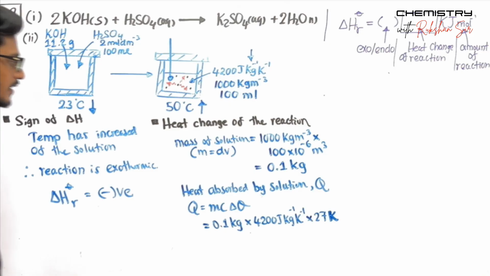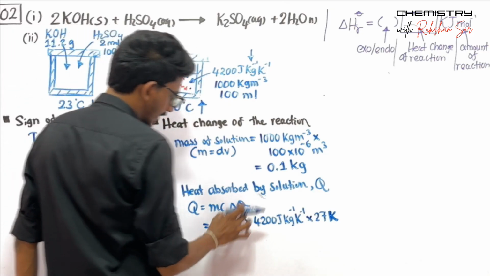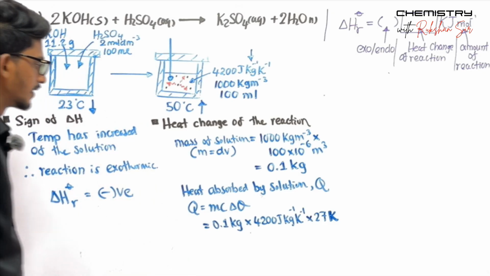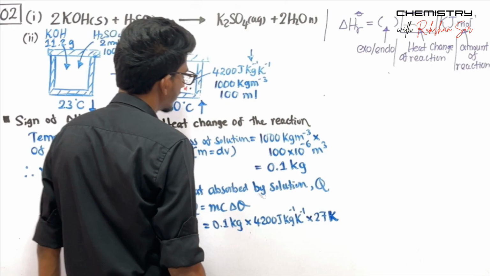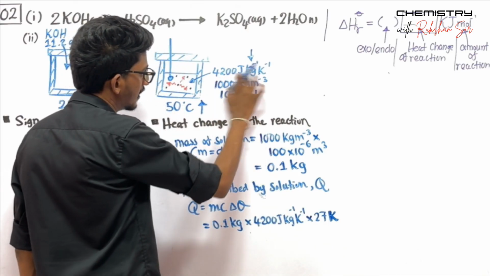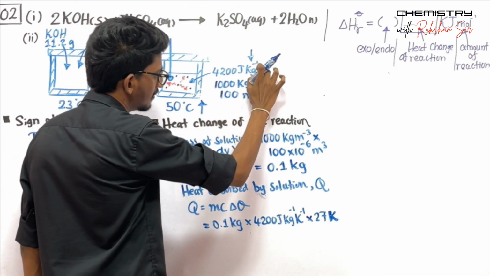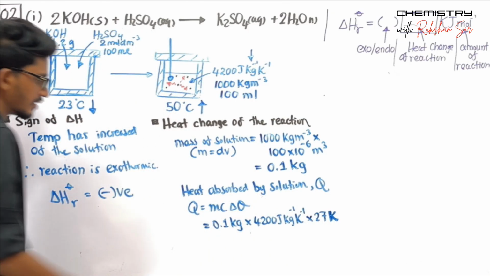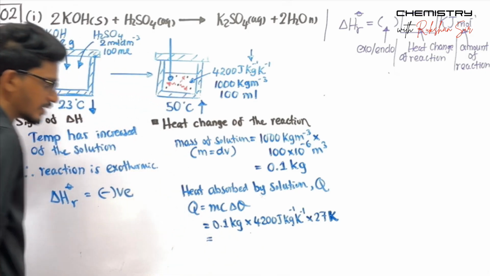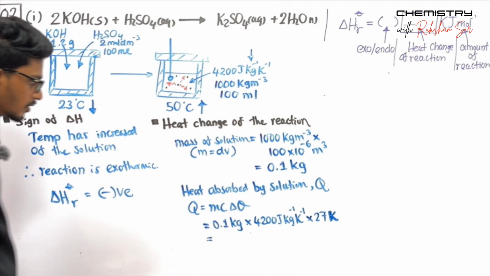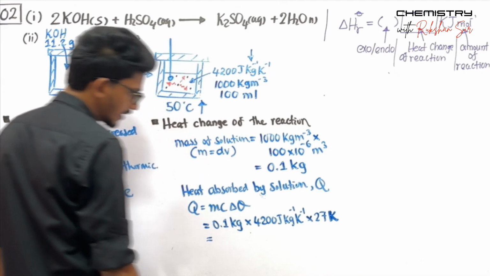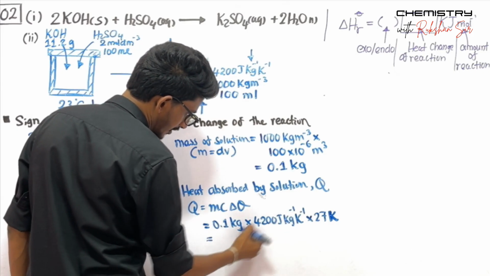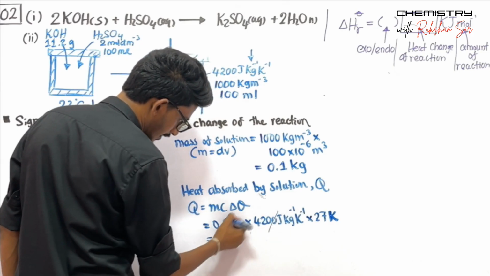So always, the temperature value as well as the mass value should be substituted with units related to the specific heat capacity, right? It is given in Kelvin, so always substitute with Kelvin, as the temperature change in Celsius and Kelvin is the same. So you can compute this value here. 0.1 means 10 to the power minus 1, so it will cancel off, right?